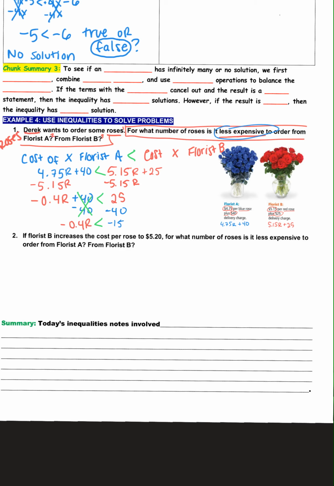Now I need to do the inverse of multiplication, which is division. So I'm going to divide everything by negative 0.4. And I'm dividing both sides by a negative, so what's going to happen to my sign? It's going to flip. So instead of a less than, I now have a greater than. And now I have R is greater than 37.5. There we go.